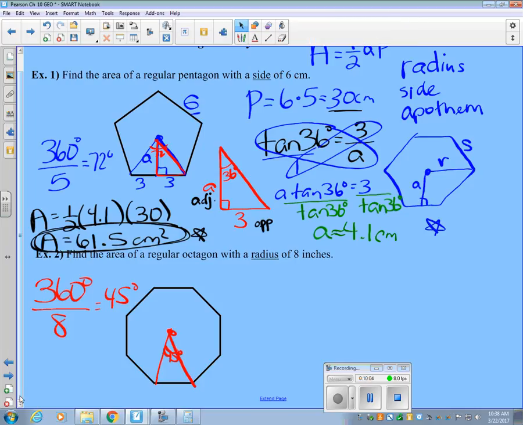Danny, come and put the radius of 8 inches on this picture. Put the 8 where it goes. Where does the 8 go? Goes to the corner. The radius goes from center to the corner. The apothem goes from center to the side.